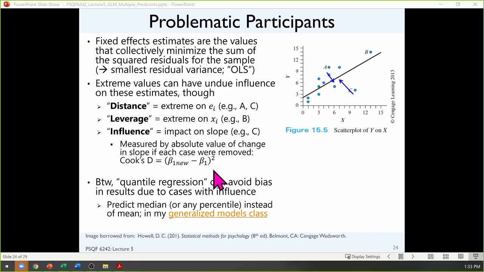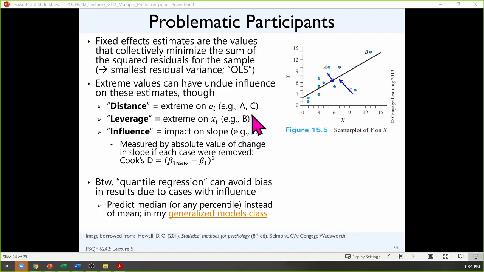Another troubleshooting slash investigative thing that you may be asked to look at is leverage. The idea that certain people, based on their values of the predictors or the outcome, have more influence on the regression line. So here's a picture that is illustrating each of these different terminologies. If a case, a person, has an extreme value on the outcome, like cases A and C, relative to everybody else, they're further off the line. We would call that distance.